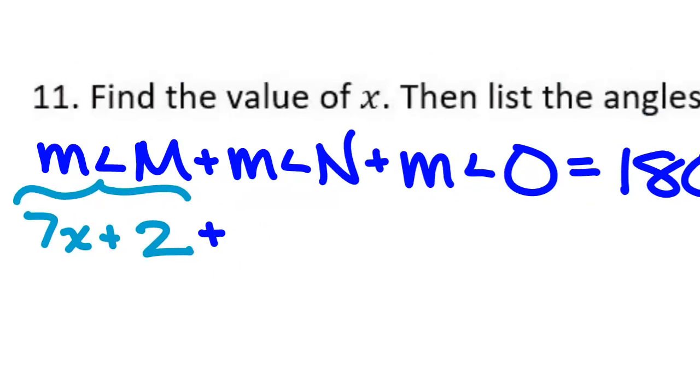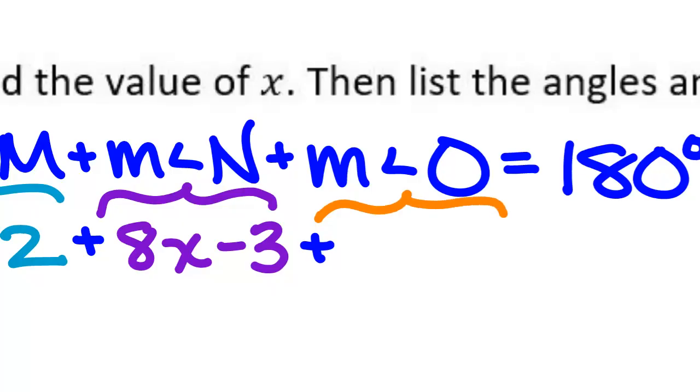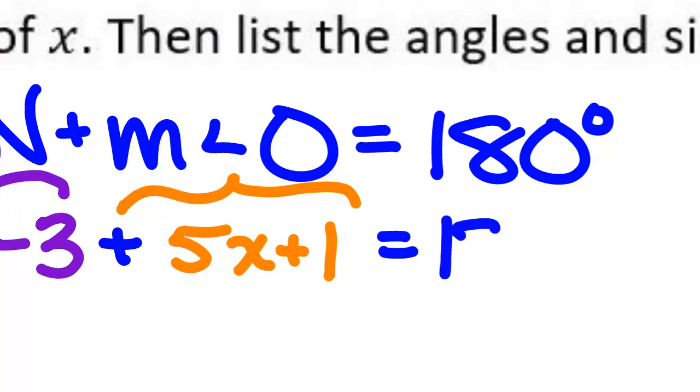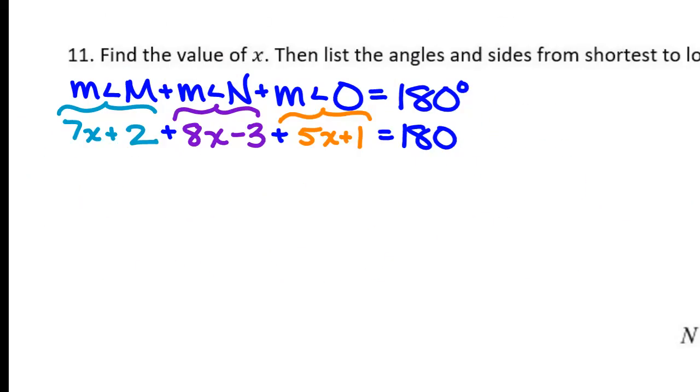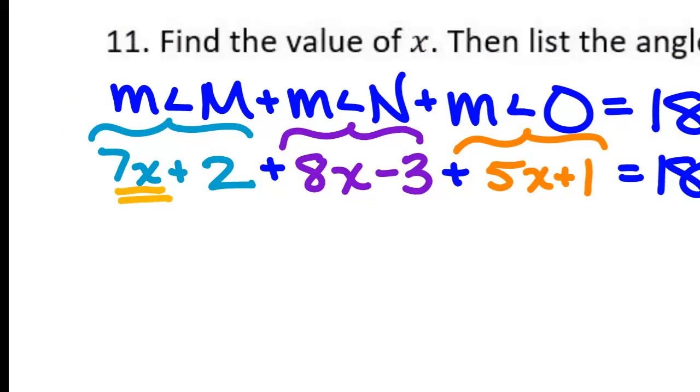Angle N is 8x minus 3. And angle O is 5x plus 1. Equal all that to 180. And now we need to combine some like terms together. So let's combine our x's first. I have 7x, 8x, and 5x.